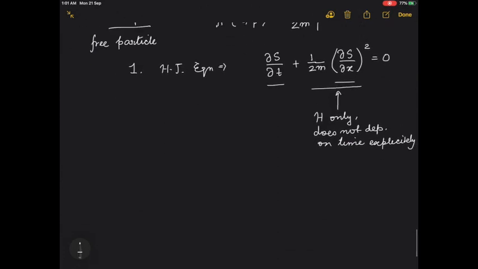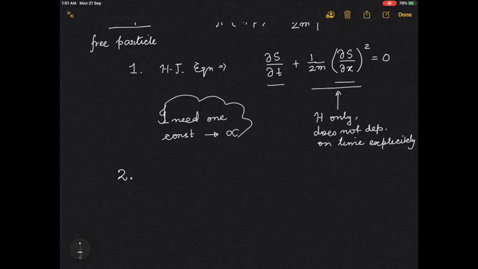Keeping that in mind, I am now coming to step 2, which is to solve the Hamilton-Jacobi equation. I need one constant, let me call that alpha. I need one constant to solve this Hamilton-Jacobi.